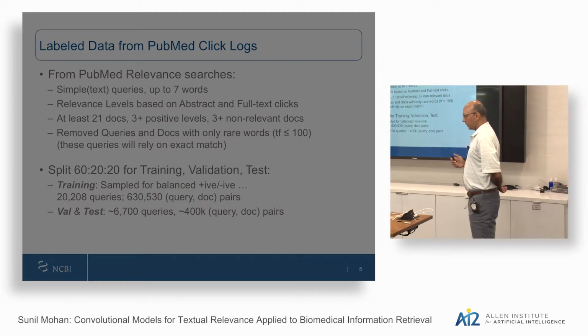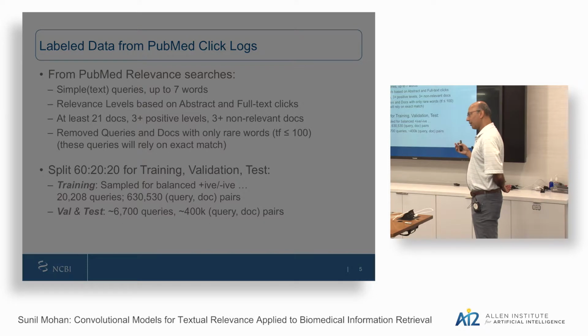The data that we used were extracted from PubMed's relevance search click logs. On PubMed, the default search order is by time, by recency of publication. I filtered the data to include only simple text queries. As I said, no Boolean expressions. Also, no queries on specific document fields, like you can search for title or author. And then the rest of the filtering basically ensures there's enough data for each query.